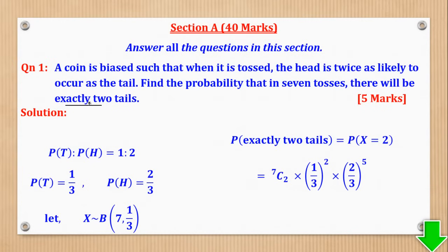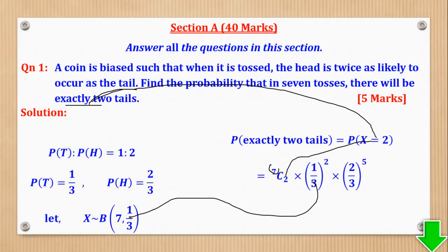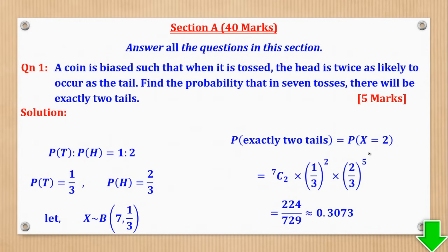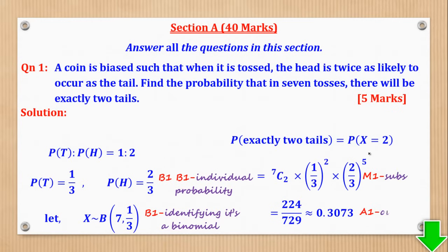So exactly 2 heads, that's why the word exactly is what gives us this equal sign. And the formula for binomial is this: 7, which is n, combination 2, which you want, times p to the power r, where p is this and r is this 2. Then times q, where q is this probability of failure, to the power n minus r, which is this, because 7 minus 2 gives you 5. Then you can use a calculator to get the output. And that's what they wanted. So that's how you could get the 5 marks.